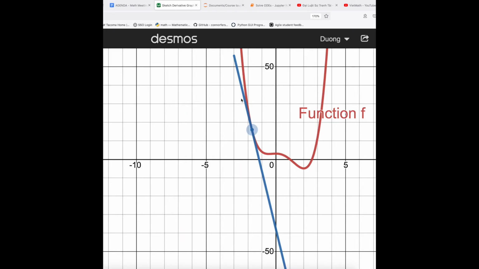Well, let's start with the red curve, which is a graph of function f, and the blue line is a tangent line to the function at a given point. Now we're looking at this point. As you can see, the tangent line has a negative slope right here, which means we can think about the first derivative as the slope of the tangent line. So the first derivative should have a negative value, right? And that's where we start.